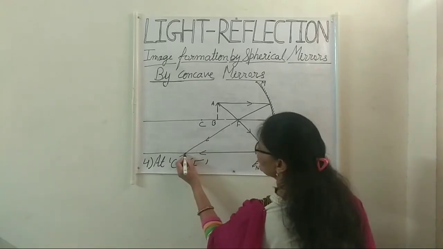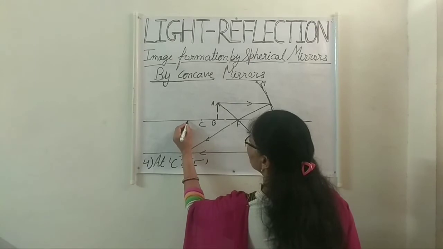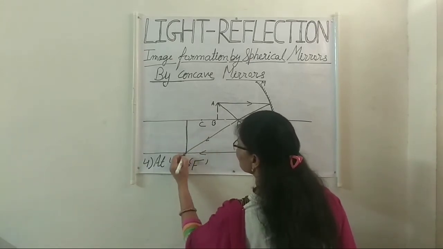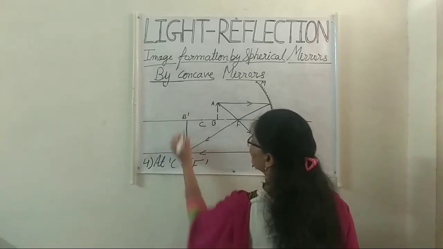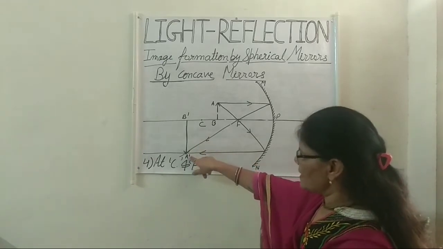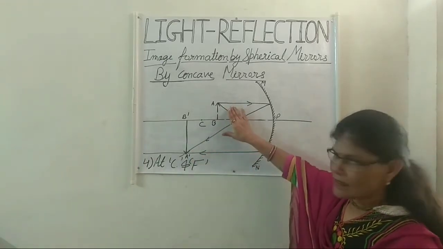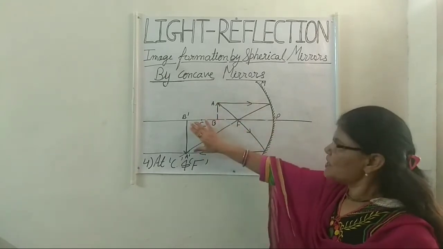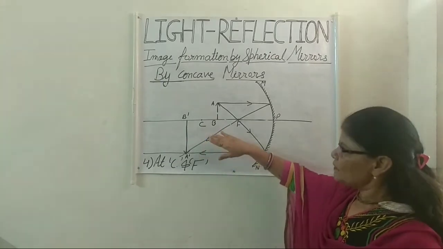This point is the image formation. At this point, we will have the image formation like this. So this is the image formation A dash and B dash. So the property of the image is it is enlarged. The object is smaller than the image. So the image is enlarged. It is real, inverted, enlarged.